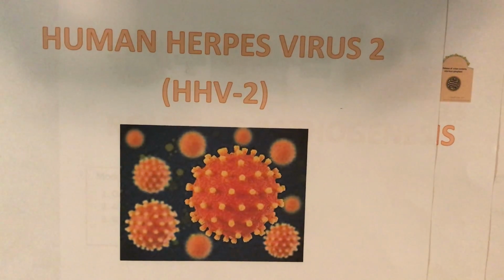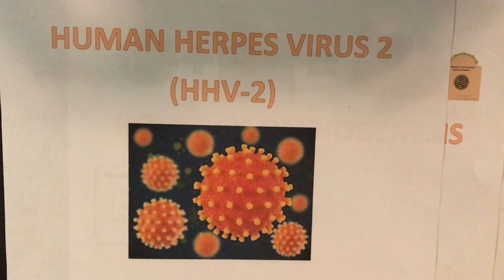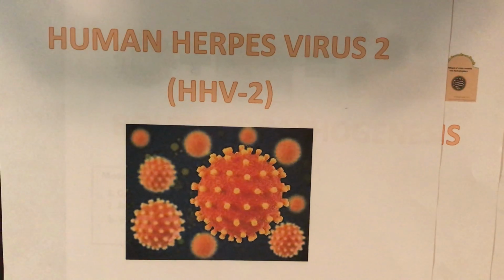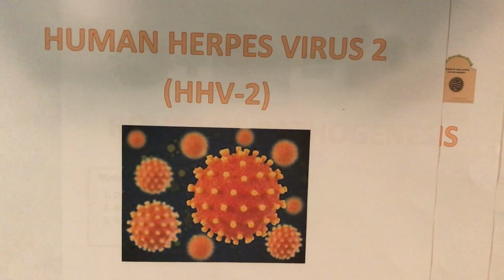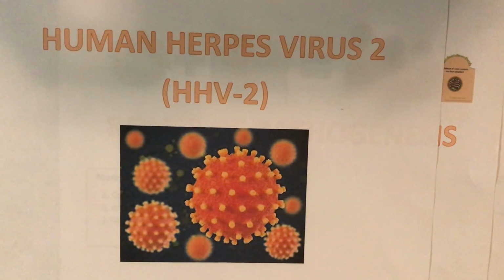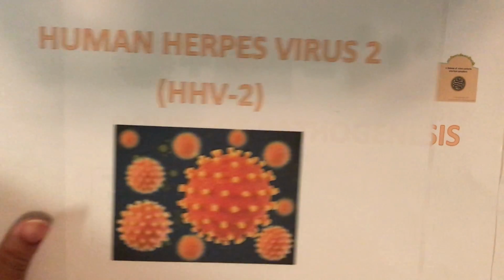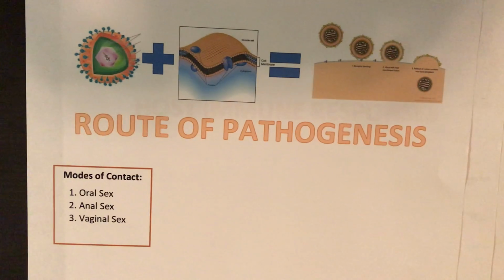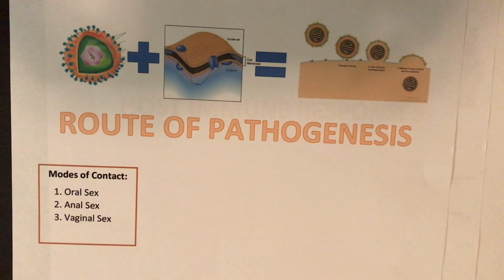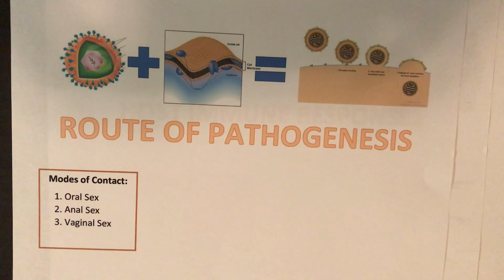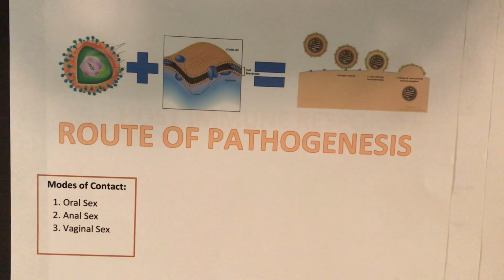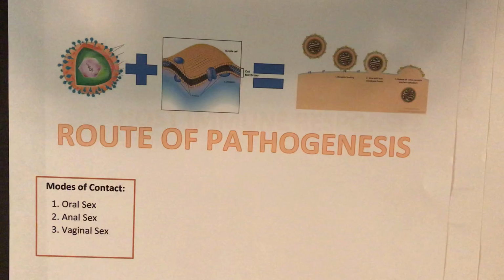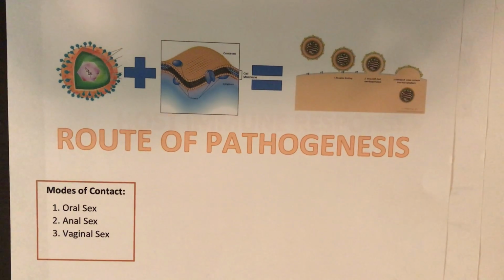Today we will be discussing human herpes virus 2, also commonly known as herpes simplex virus 2 or HHV-2, a sexually transmitted disease that is characterized by sores on the genitalia or mouth. Transmission of this pathogen can be through kissing or oral, vaginal, and/or anal sex, particularly via skin-to-skin contact or through the exchange of fluids containing HHV-2.